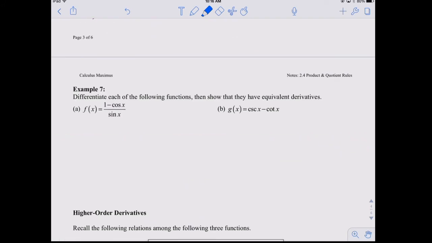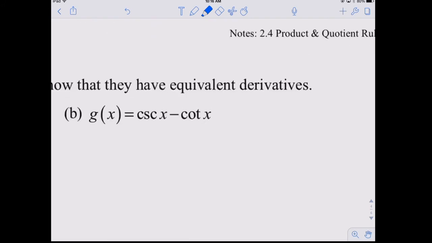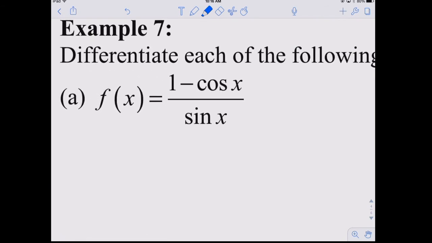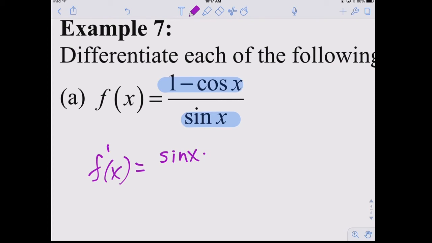All right, example 7. Differentiate each of the following, then show that they have equivalent derivatives. Okay. Derivative first. All right, so here we go. Walk up to the problem. What do you see first? I spy a quotient. Anything need to be rewritten? I don't see it, so here we go. f prime of x is ho. Do we need parentheses around ho? Doesn't hurt, but it's 1 term, so you don't necessarily need them.